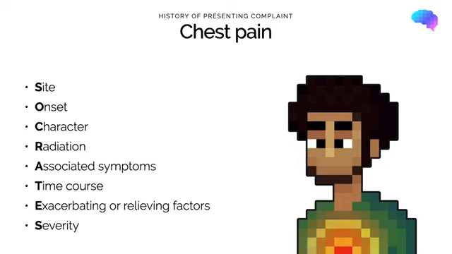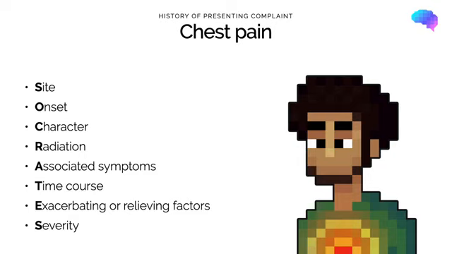Next, we need to ask about radiation of the pain, and by that I mean, does the pain move anywhere else? Chest pain associated with myocardial infarction typically radiates to the left arm, neck, and jaw.